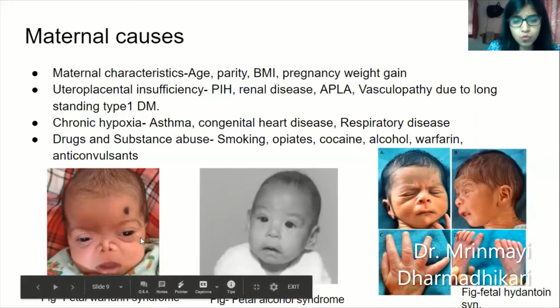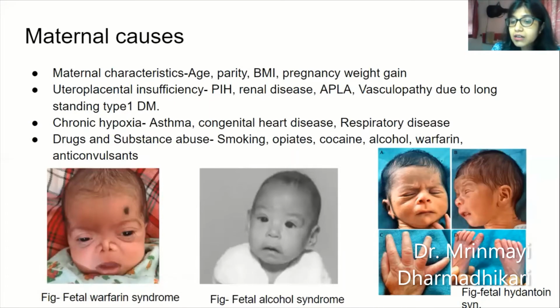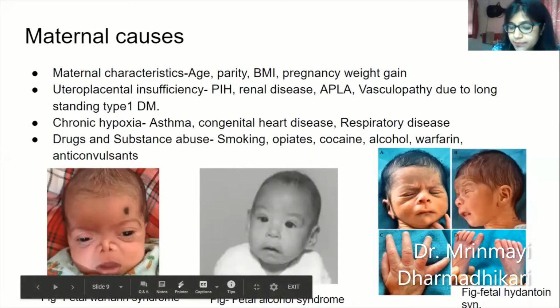So here we have fetal warfarin syndrome, characterized by nasal hypoplasia, microcephaly, low birth weight, and skeletal abnormalities. Fetal alcohol syndrome, again small palpebral fissure with epicanthal folds, smooth philtrum and upturned nose, cognitive and learning difficulties. And fetal hydantoin syndrome, which is characterized by hypertelorism, flat nasal bridge, poor muscle tone, and underdeveloped toes and fingers.